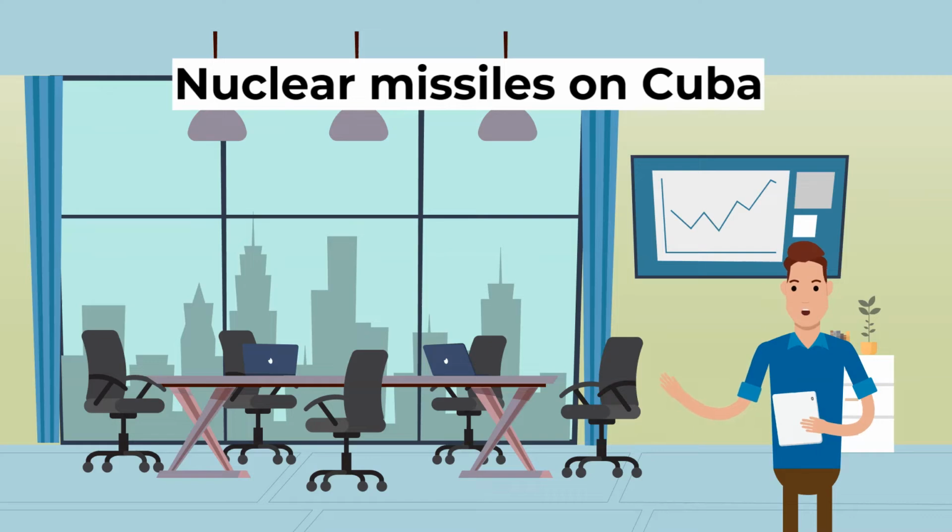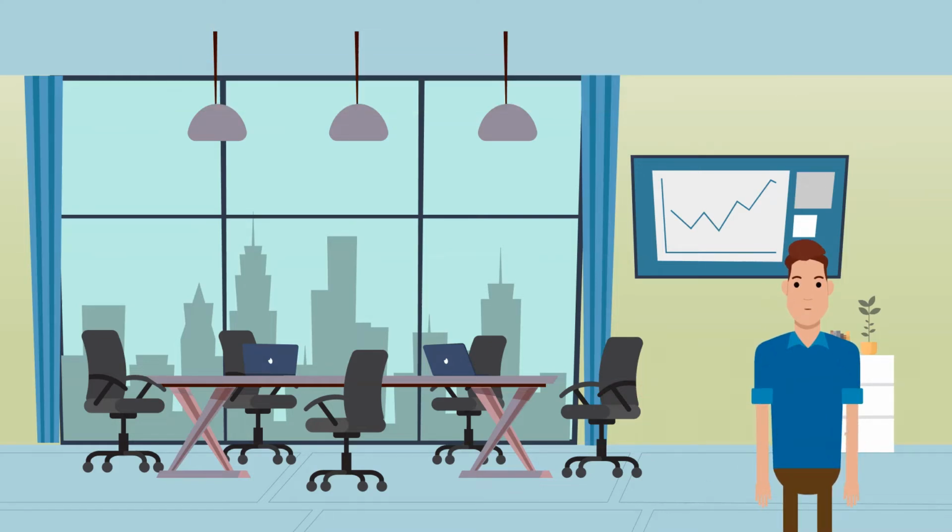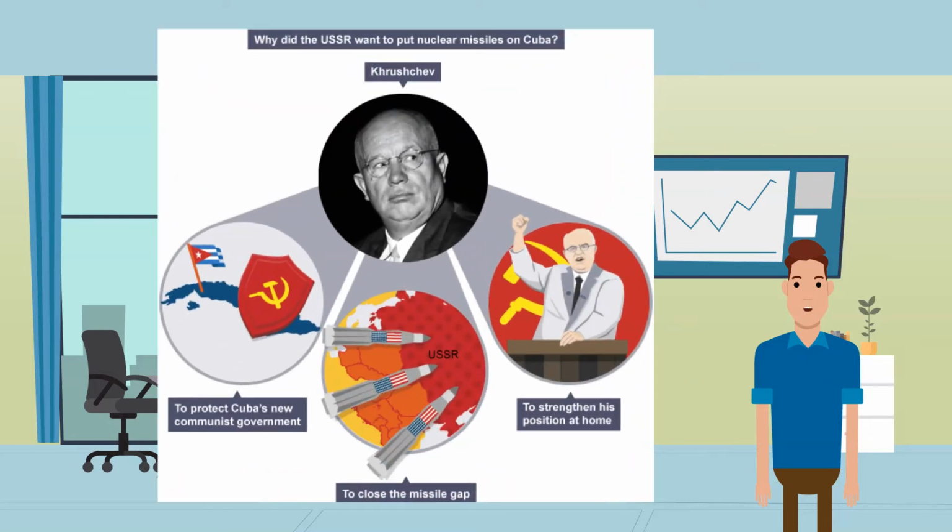So, why did the Soviets want to put nuclear missiles on Cuba? The Soviet leader, Khrushchev, knew the US had medium and long-range nuclear missiles aimed at the USSR based in West Europe and Turkey.